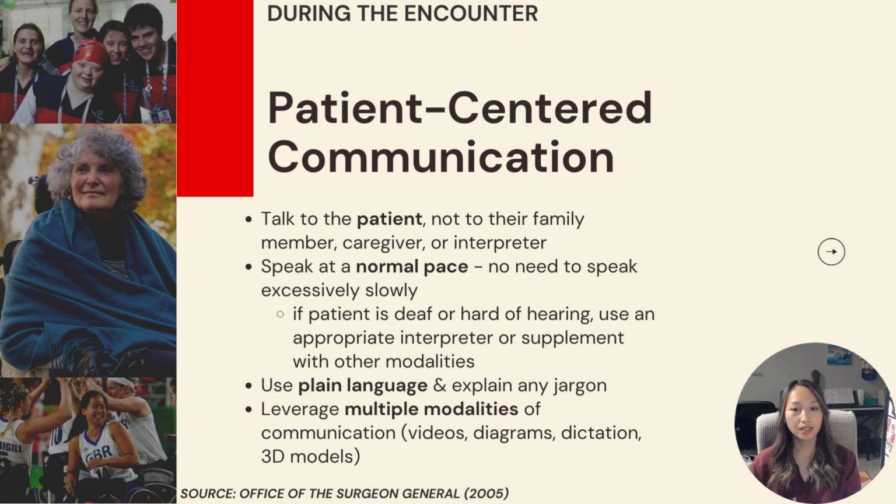And then finally, and I think this is something that's very underutilized, but can be such a game changer for patients, is to leverage multiple modalities of communication. So not just speaking or not just a written handout that you're going to print out, but videos, diagrams, dictation can be helpful. 3D models can be super helpful for patients so that they can remember and retain information.